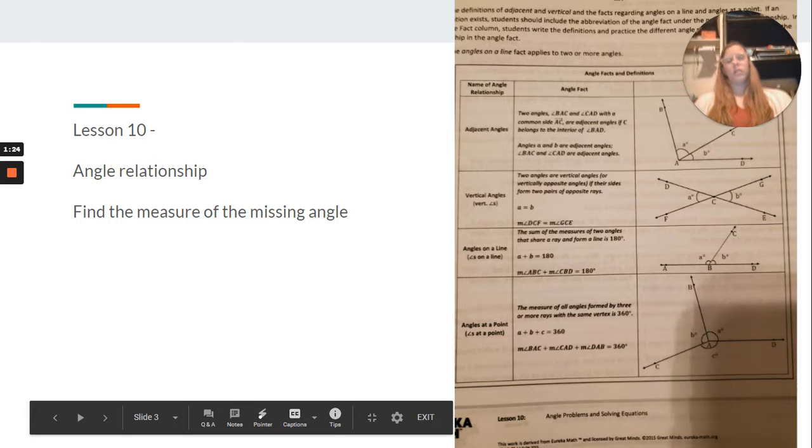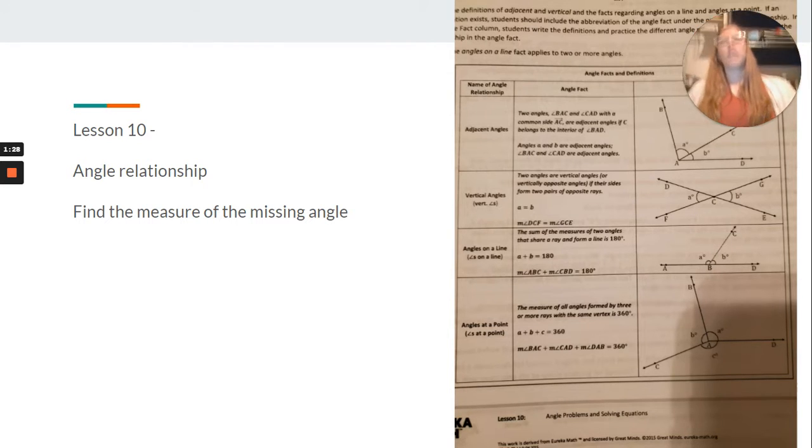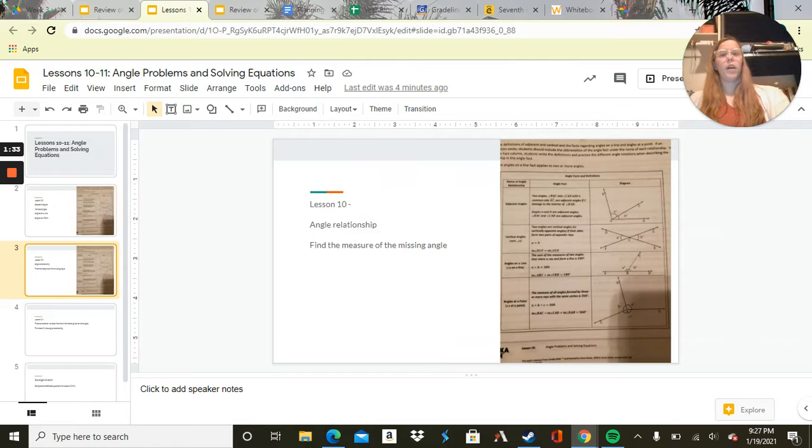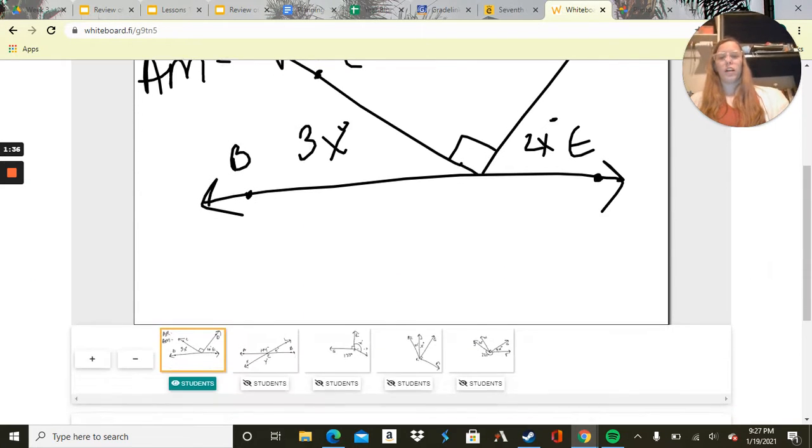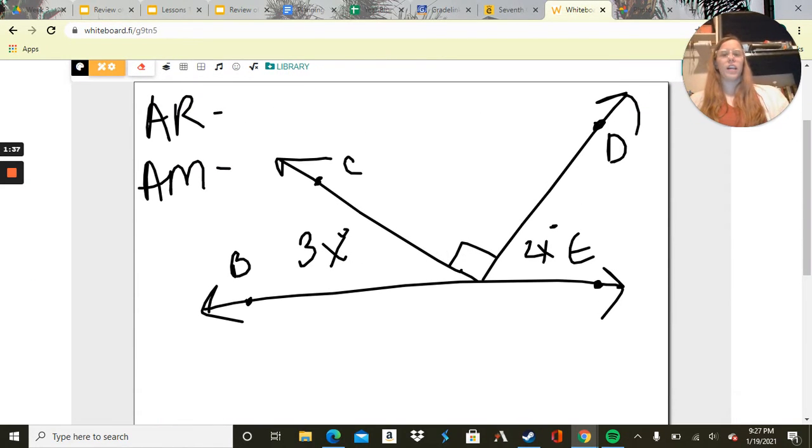So when looking at these problems, we first want to determine the angle relationship, and then second, we want to find the measure of the missing angle. It might be 2 angles. We're going to do this in a little bit different way. I have a whiteboard here, so we're going to look at it this way.